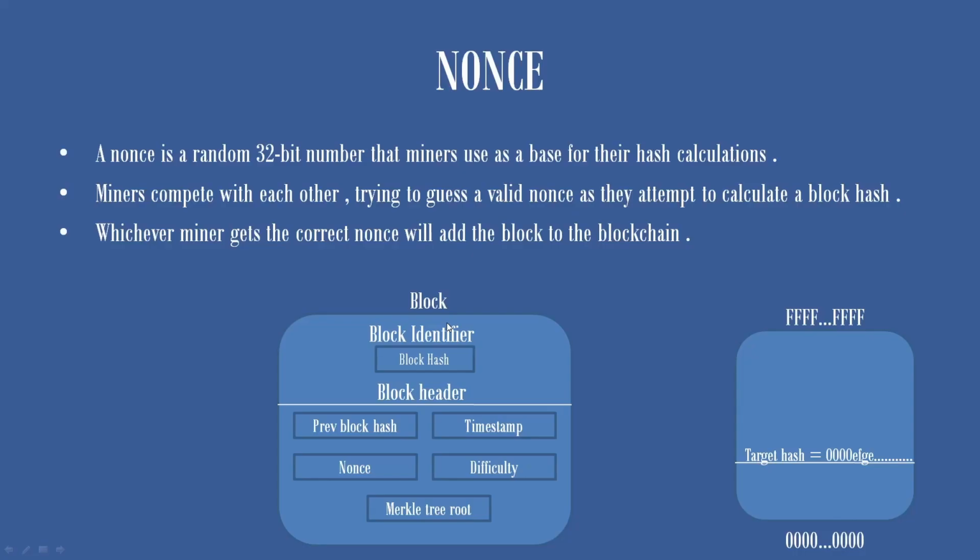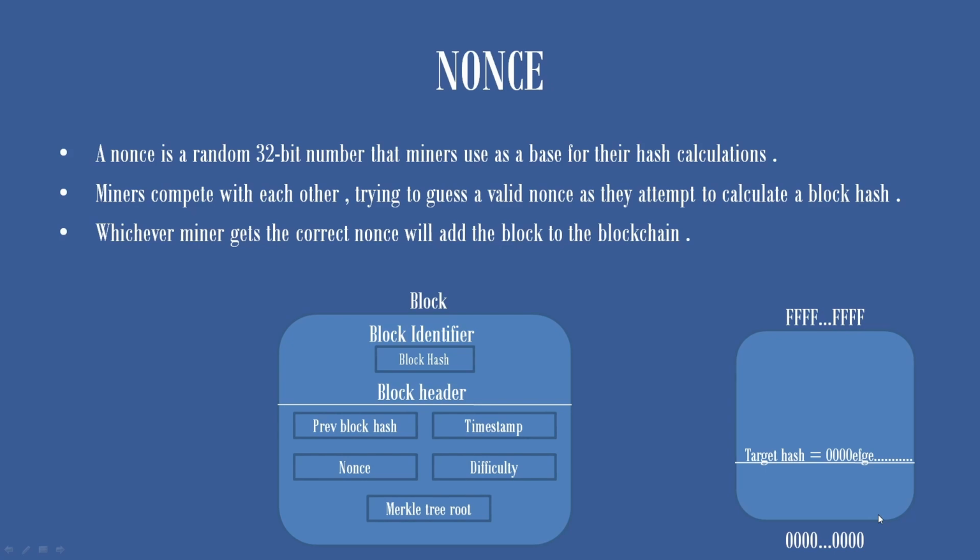So talking about the nonce, a nonce is a random 32-bit number that the miners use as a base for their hash calculation. The miners compete with each other trying to guess a valid nonce as they attempt to calculate a block hash. So whichever miner gets the correct nonce will add the block to the blockchain. Initially, the blockchain algorithm will produce a target hash which will be between the maximum value of the hash and the minimum value of the hash.